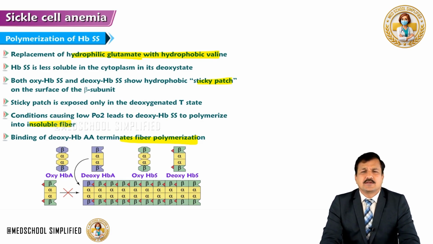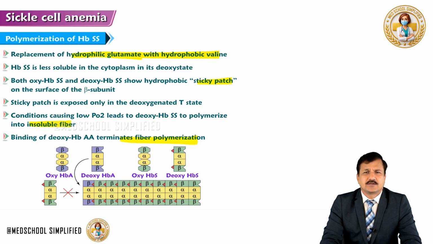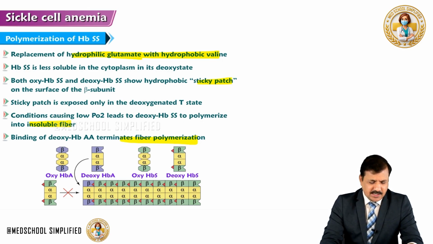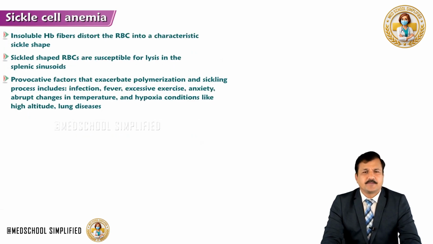Whenever the sickle hemoglobin is oxygenated, when it is taken to the lungs, because of the change in the conformation of hemoglobin upon binding of oxygen, the sticky patch is taken out and depolymerization happens. So this polymerization and depolymerization keep going on in the sickle hemoglobin molecules present in the red blood cell.